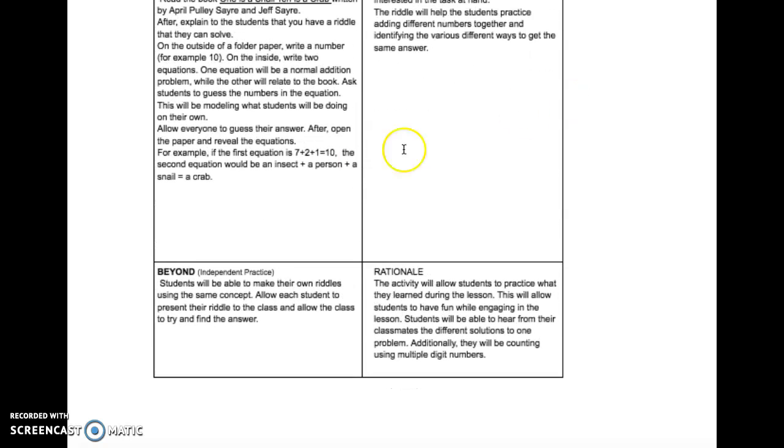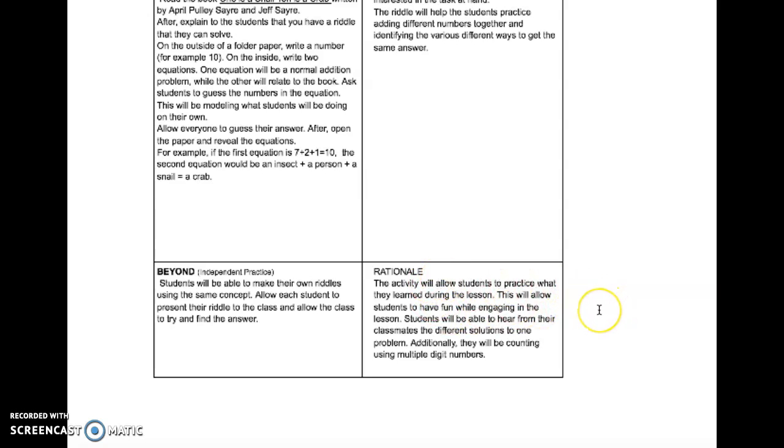To go a little bit beyond, the students will be able to make their own riddles using the same exact concept. Allow each student to present the riddle to the class and allow the class to try and find the answer. So this is when you give students their time to make their own riddles. They're going to do their number at the front. There are two equations at the opening of the paper, and you can allow them to decorate this, to color this, to create their symbols, and it's all going to be using the symbols from the book.